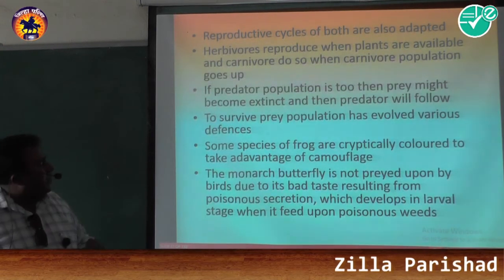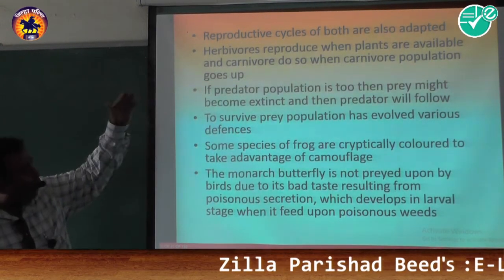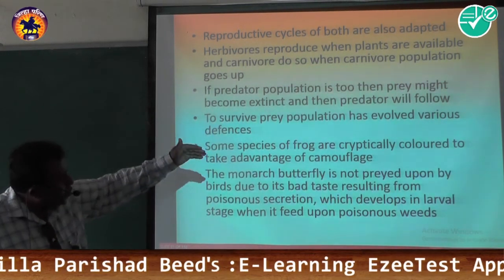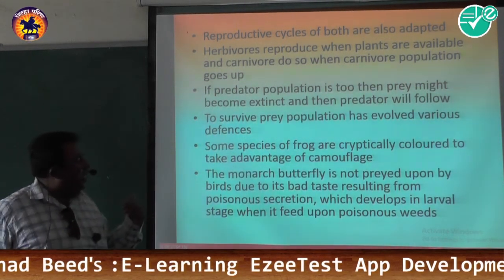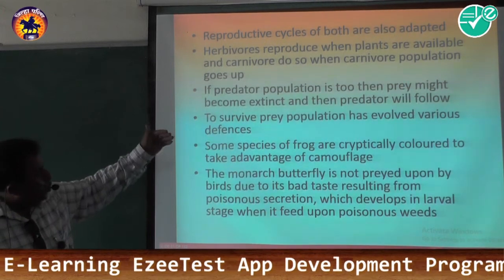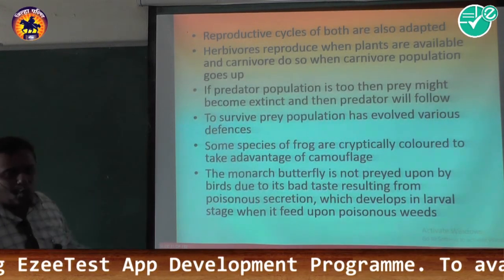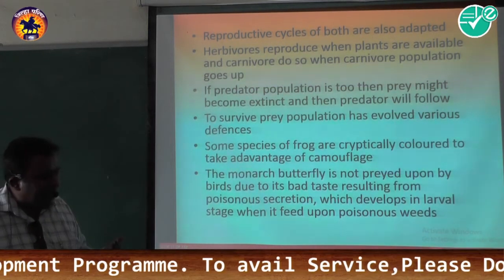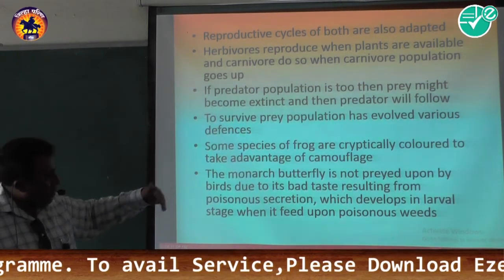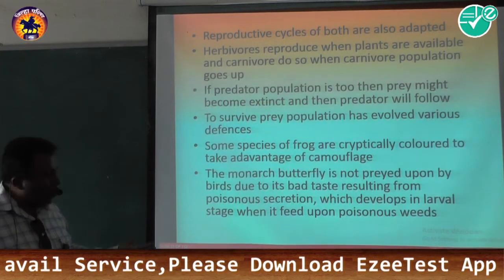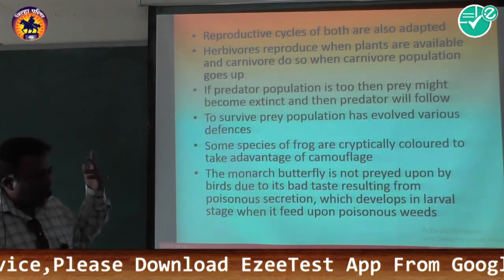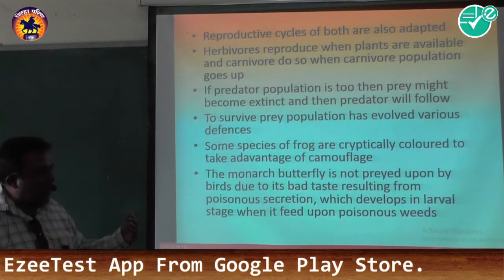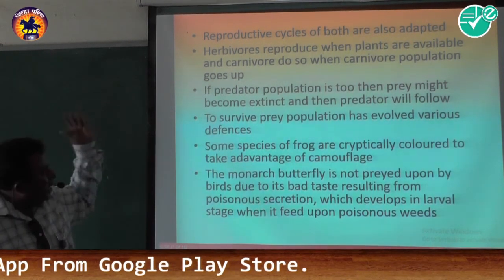Then reproductive cycles of both are also adapted. Herbivores reproduce when the plants are available and the carnivores do so when the prey population goes up. यानी कि अगर हम देखें कि ग्रास अगर ज़्यादा रहेगा तो उसको इस्तेमाल करने वाले एनिमल्स की तादाद में इजाफा होगा, और जब एनिमल्स की तादाद में इजाफा होगा तो गोश्त का इस्तेमाल करने वाले एनिमल्स का भी इजाफा होगा.